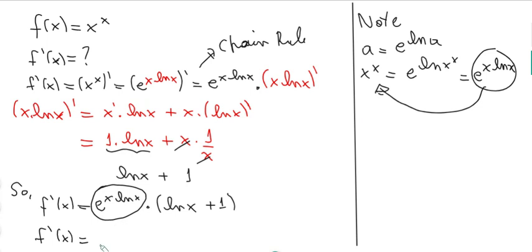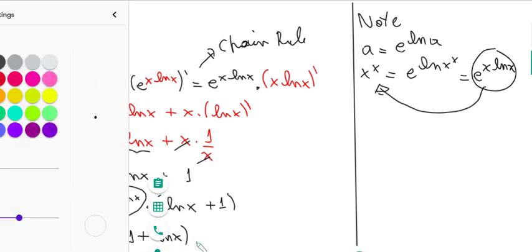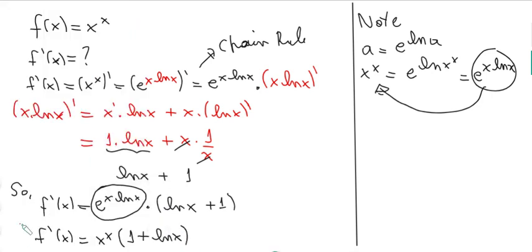So I will return to x to the x power times, I will put the 1 first in order to not get any confusion between this x and this 1 inside the ln, so this is 1 plus ln of x. So here, final answer: the derivative of x to the x power is x to the x power again times this part here, 1 plus ln of x.